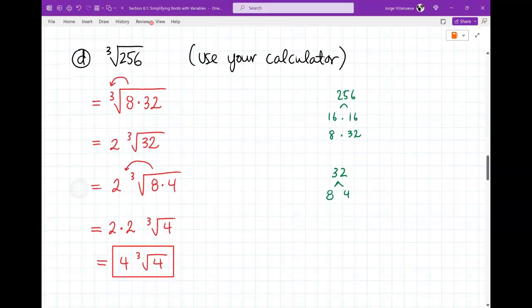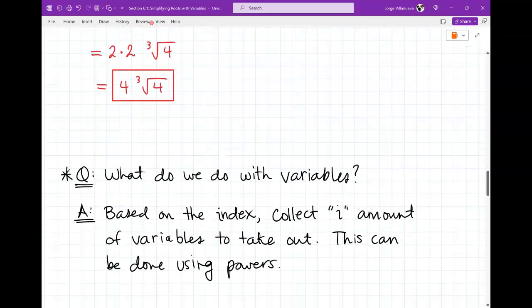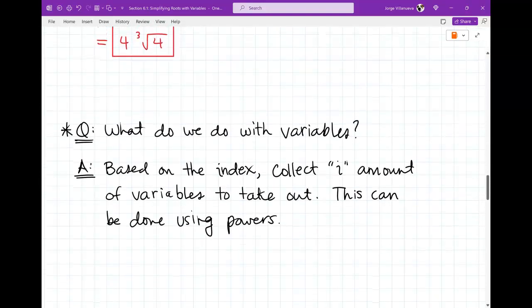Now, let me give you guys not a definition, but a little Q&A here, something for you guys to write down. Okay, because what do you do when you have variables? So I'm going to go ahead and pause the video right now. All right, so the question here is, what do we do with variables? Like, what if there's variables inside of a radical? So based on the index, whatever the index value is, if it's a square root, you won't see anything. If it's a cube root, you'll see a 3, right? And we're only going to do squares and cubes. We're not going to do fourth root, sixth root. So we're only doing square root and cube root. So it's based on the index.